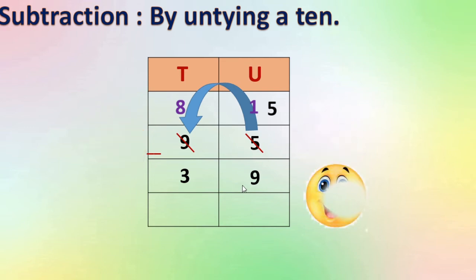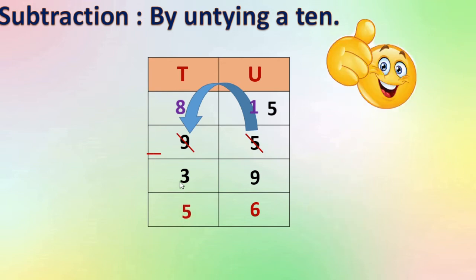Okay, now it is very easy to subtract 9 from 15. What is the answer? 15 minus 9 is equal to 6, isn't it? And here in the tens place 8 minus 3 is equal to 5. So our answer is 56. When we subtract 39 from 95, we get 56. I hope you understood how to untie a 10 and how to carry out the subtraction.